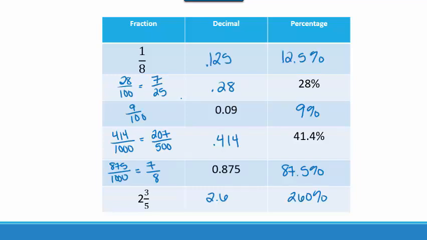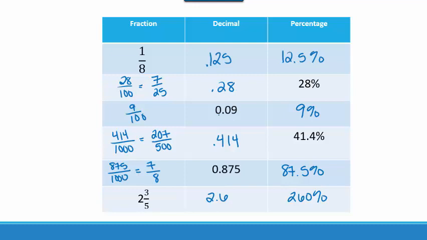So here's the chart filled in. You can see, to change the fraction to a decimal, we divide and then move that decimal over. If you're given the percentage, you move that decimal 2 places back, and then you can write that as over 100 since it's 28 hundredths.